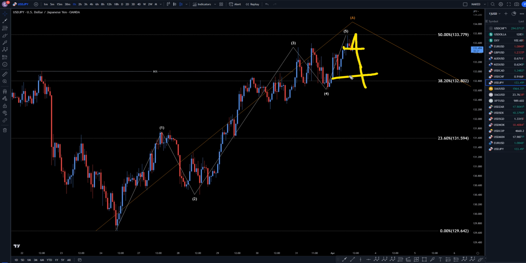Just because we see five waves up does not mean that this trend is over. It very easily could just keep on drifting up, telling me that until I see some major structure breaks to the downside, I am still looking for longs and an uptrend on these sort of time frames.